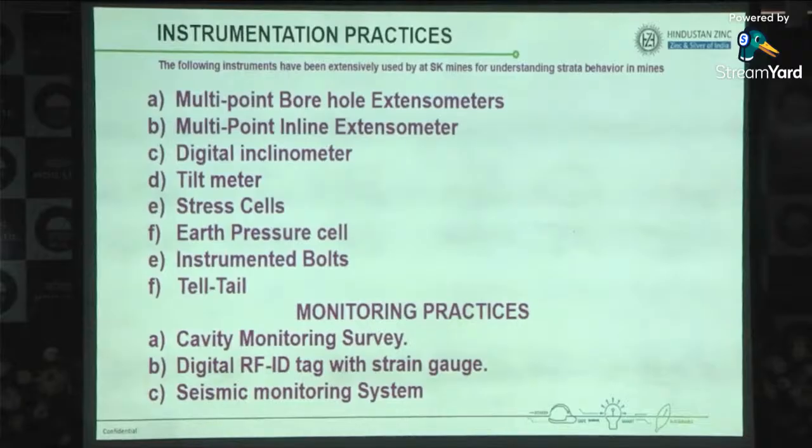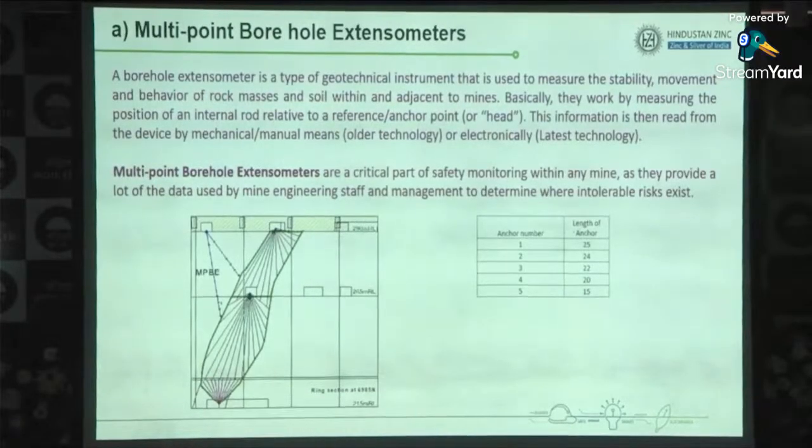We have CMS, we have an RFID tag system, and one is the seismic monitoring system. As we are working at 1.2 kilometers below the surface, we have huge seismicity. To get that data, we require a seismic monitoring system in the mine. So first we will talk about the MPBX.